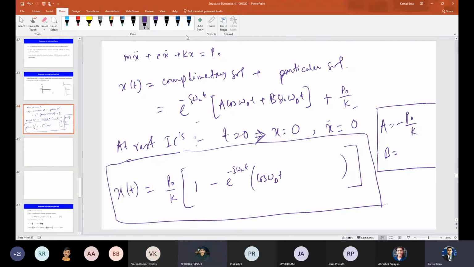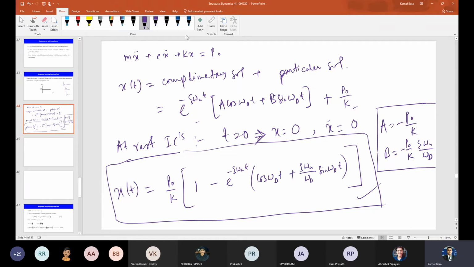Yes, just fill the box then. Plus eta omega n by omega d sine omega d t. Okay. So that means b is actually, what is b? Minus B P naught by K eta omega n by omega d. That's very simple. Just substitute there, and so you obtain the responses. Okay, so response due to the step load.